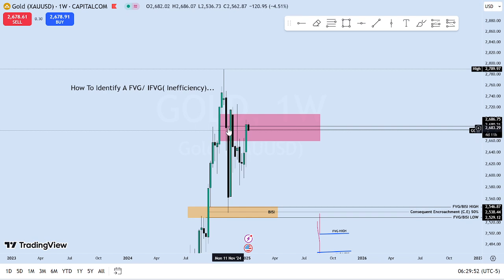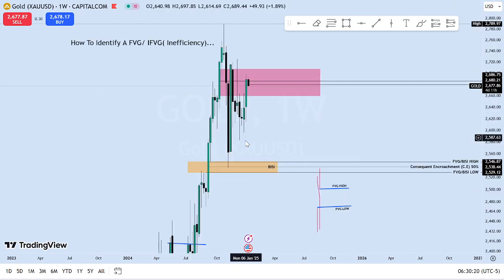So price going back to the consequent encroachment is now acting as a resistance, because we have broken the support level. The consequent encroachment was acting as a support level before price broke below it and it acts as a resistance now. Do you get that? So acting as a resistance, you can see how price dropped. Where is it going to? To this inefficiency, because we have an inefficiency resting below.